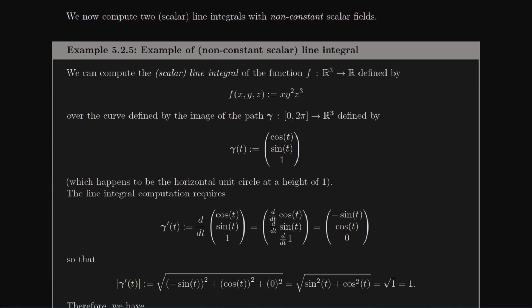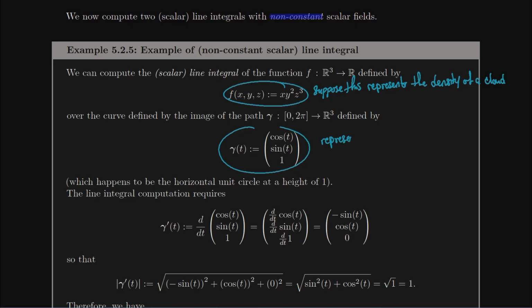Now we'll compute two scalar line integrals with non-constant scalar fields, right? So these are now referring to this total accumulation idea. So suppose this represents the density of a cloud of something that we're measuring, and then gamma represents a path in three-dimensional space. What would the total accumulation of the density here, whatever this cloud happens to be, be as I complete gamma?